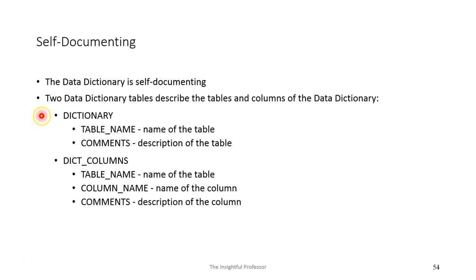The data dictionary is self-describing. There's a data dictionary view called dictionary. And if you say select from dictionary, you'll see in each row the name of a data dictionary table and some kind of description, some comments to give you some heads up as to what that table is used for. Additionally, each one of the columns of each table can be documented and is documented to some extent within the database. So in DICT_COLUMNS, each row contains the name of the table and the name of a column within the table and some comment to describe what that column is used for or what it means.